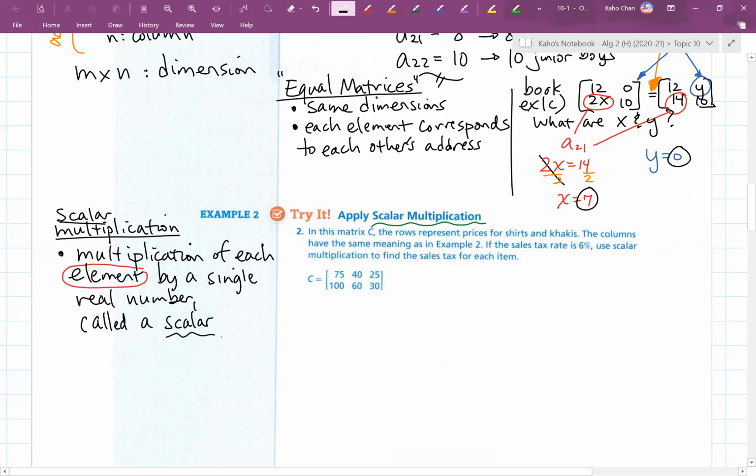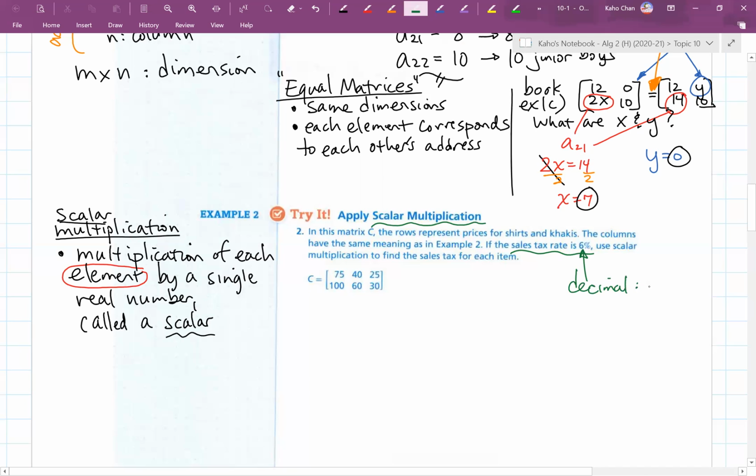So right here in example 2, we have in matrix C, the rows represent prices for shirts and khakis. The columns have the same meaning as in example 2 in the book. Let's not worry about that. If the sales tax rate is 6%, and that's the key here, use scalar multiplication to find the sales tax for each item. There are 6 items here. We need to apply the 6% to the 2 by 3 table. Notice there are 2 rows and 3 columns there. 6% can't be used directly. We've got to convert that to a decimal.